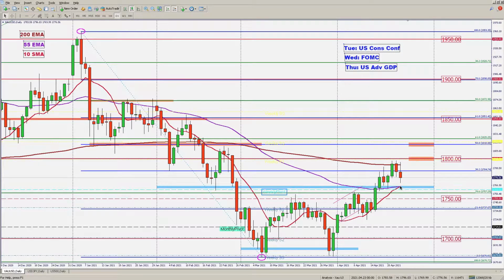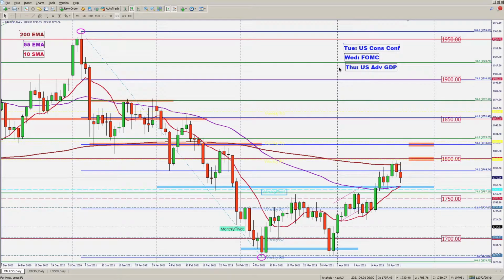So the key support now is at the confluence of the 55 EMA and a 10 SMA here. So that should be the support zone, and the resistance zone is still going to be at the 1800. So it was not able to break through higher after the attempt on Wednesday.